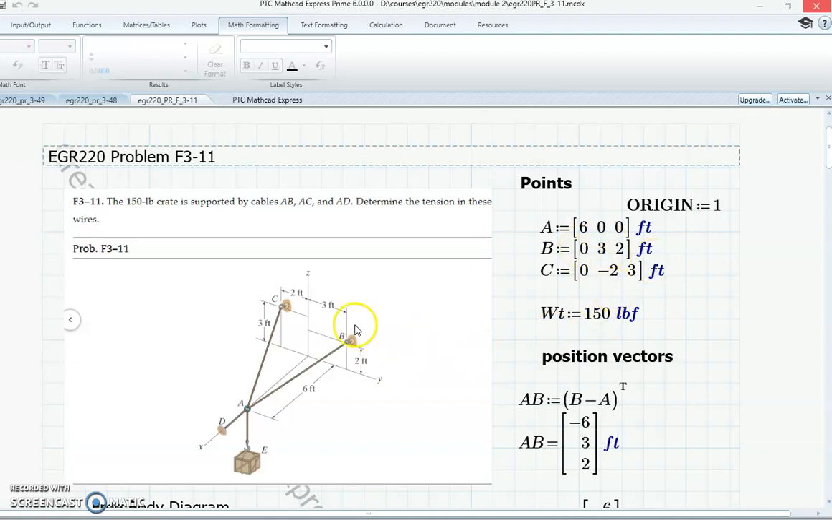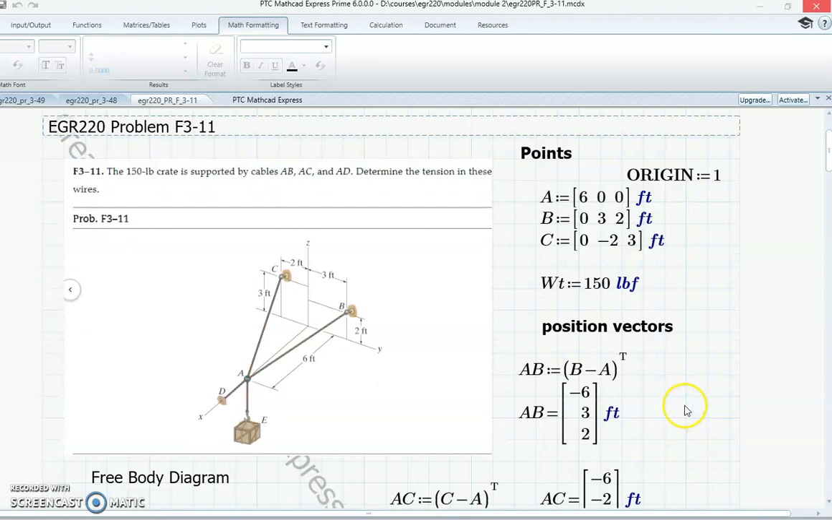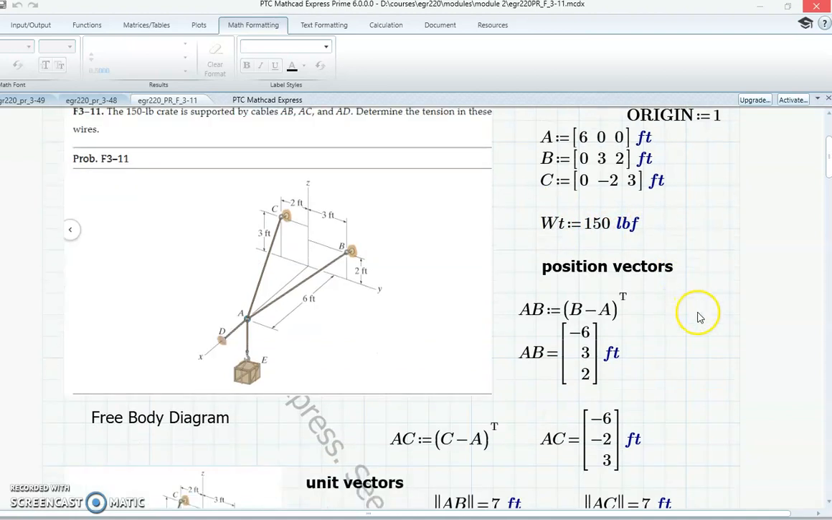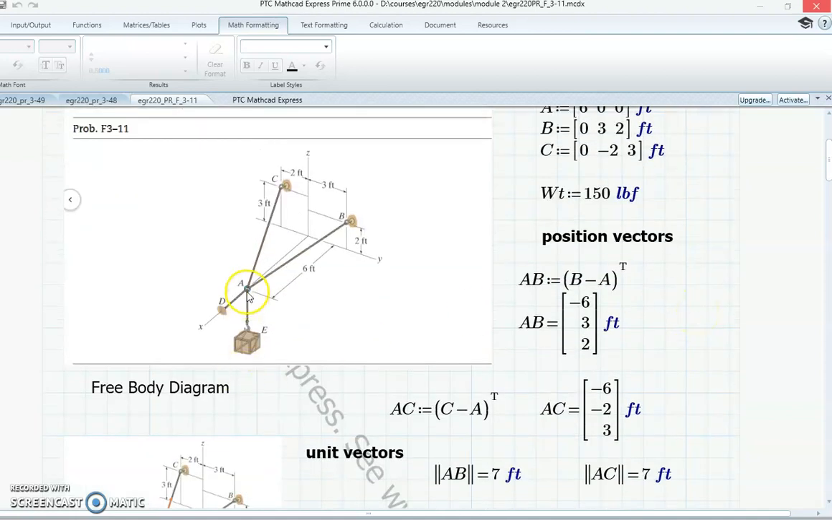So what I'm going to do is write down the points A, B, C. Don't need to write D, I don't have a distance. So really all I'm going to have to worry about is A to B and A to C in terms of the points here. He tells me the weight's 150, so I call it T 150. Then I'm going to write my position vectors.